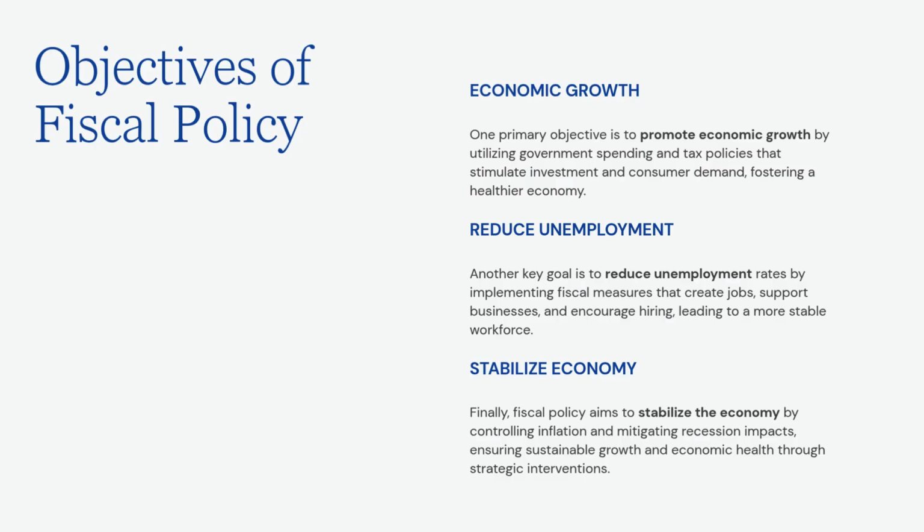And finally, stabilising the economy, smoothing out the business cycle. For example, during a recession, increasing spending can prevent a deeper downturn, while reducing spending during a boom can prevent excessive inflation. So overall, fiscal policy aims to keep the economy growing steadily with low unemployment.